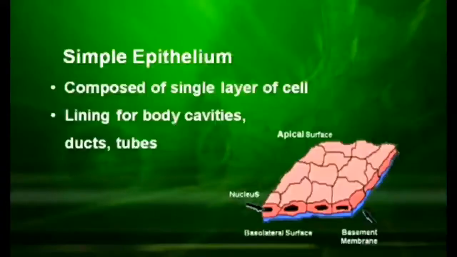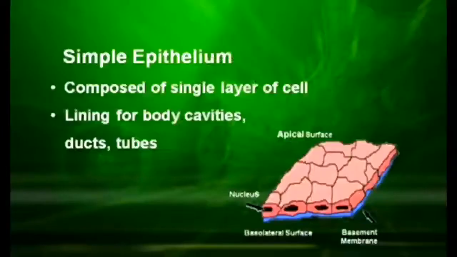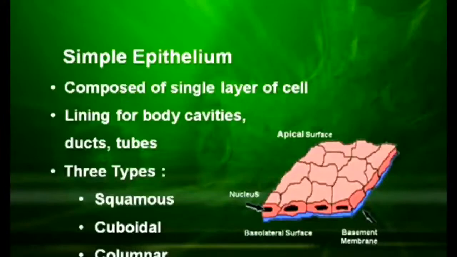Simple epithelium tissues are composed of a single layer of cells, and they are found in the lining of our body cavities, such as the ducts, tubes. And basing on the shape, they may be of three types. They may be squamous, they may be cuboidal, they may be columnar.